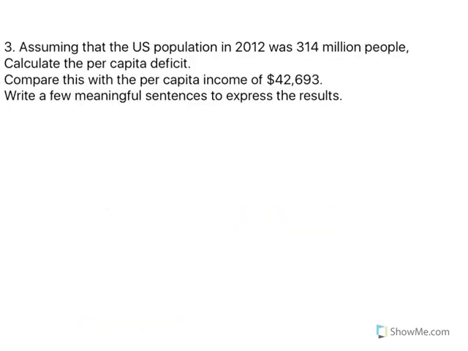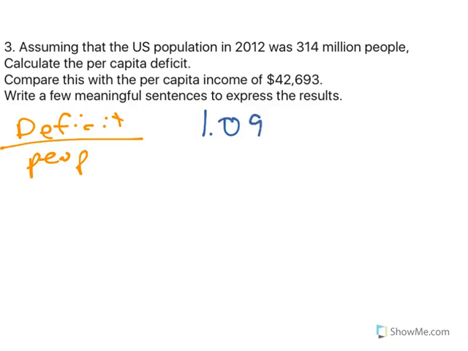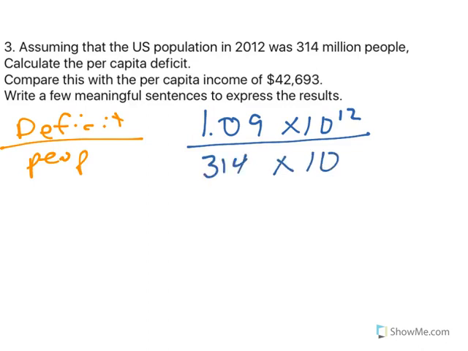Okay. Now, in number three, let's assume the U.S. population in 2012 was 314 million people. Let's calculate the per capita deficit. So that means we want the deficit per capita. Well, we know that the deficit is 1.09 trillion, and trillion is times 10 to the 12th. Well, we have 314 million. Million is times 10 to the 6th.